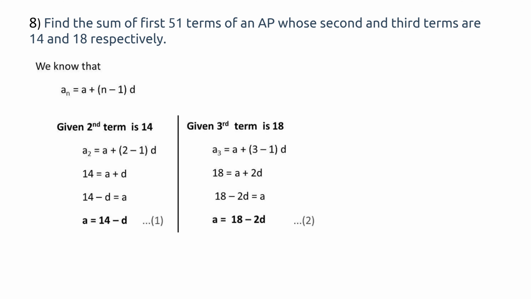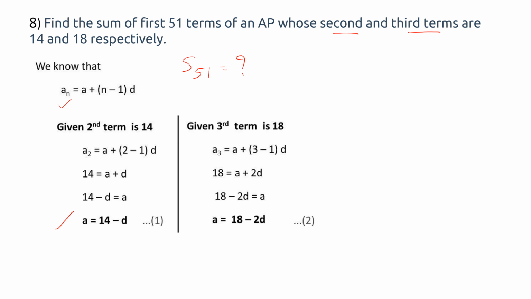Find the sum of first 51 terms of the AP. Sum of first 51 terms means S51. And whose second and the third terms are 14 and 18. Second term means A2. You can substitute in this formula. A2 equal to A plus 2 minus 1 into D. So A plus D is 14 or 14 minus D equal to A, equation number 1. Now third term A3. A3 is A plus 3 minus 1 into D. So 18 equal to A plus 2D or 18 minus 2D equal to A.